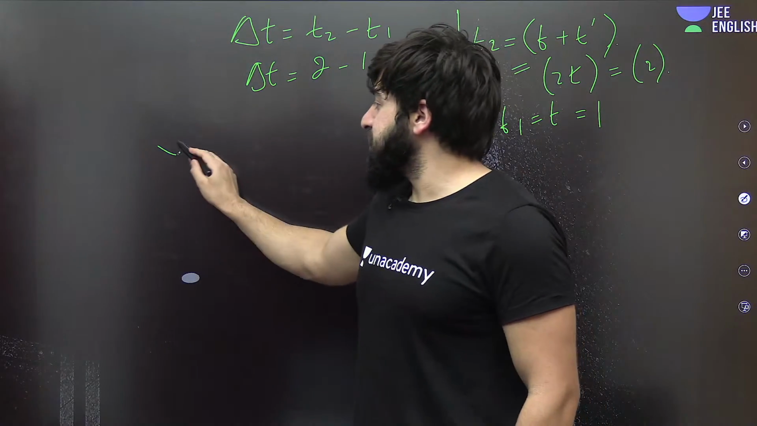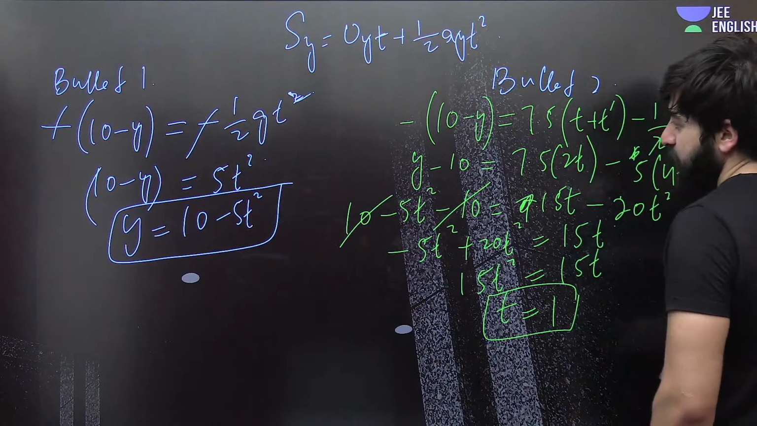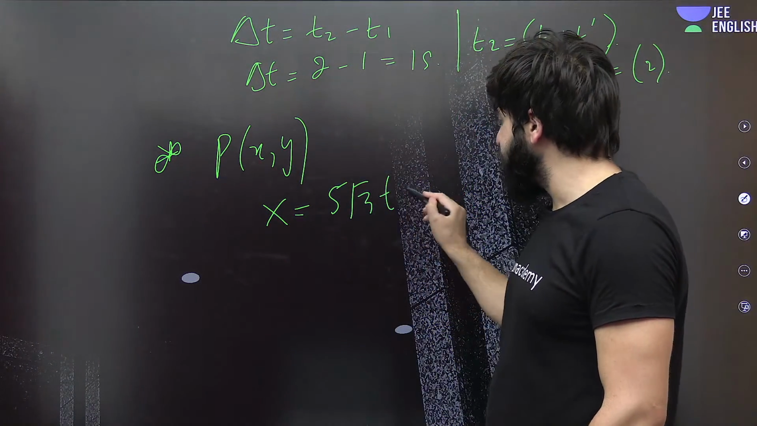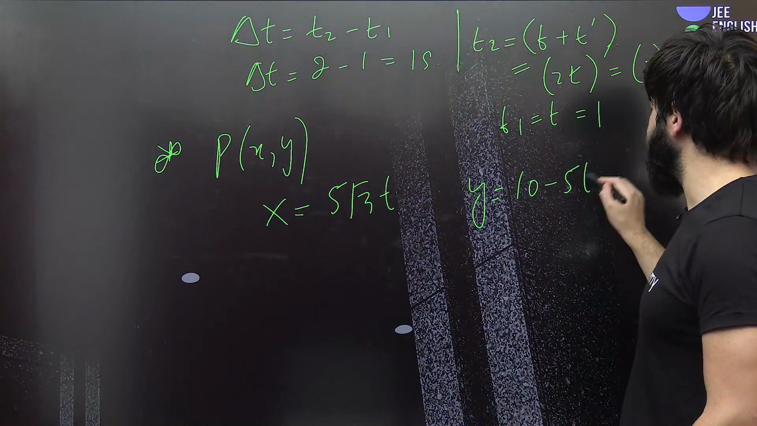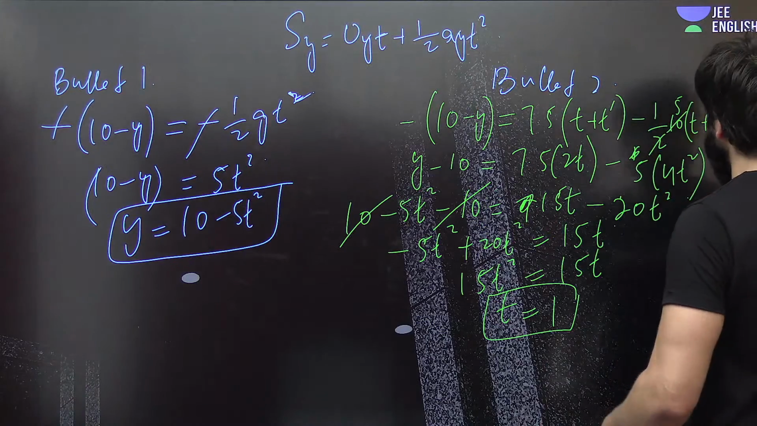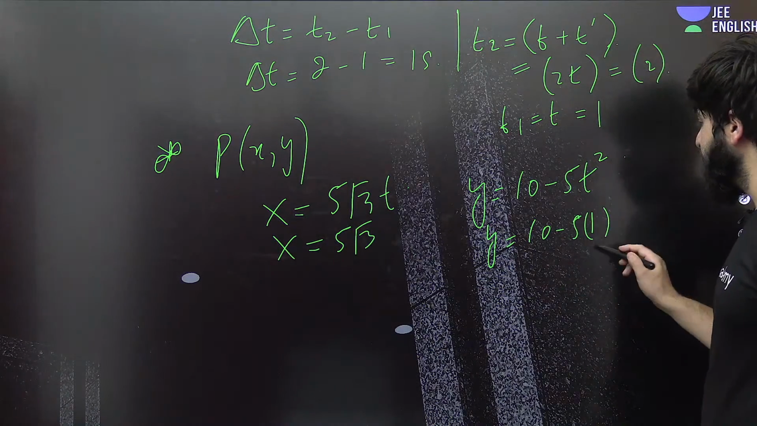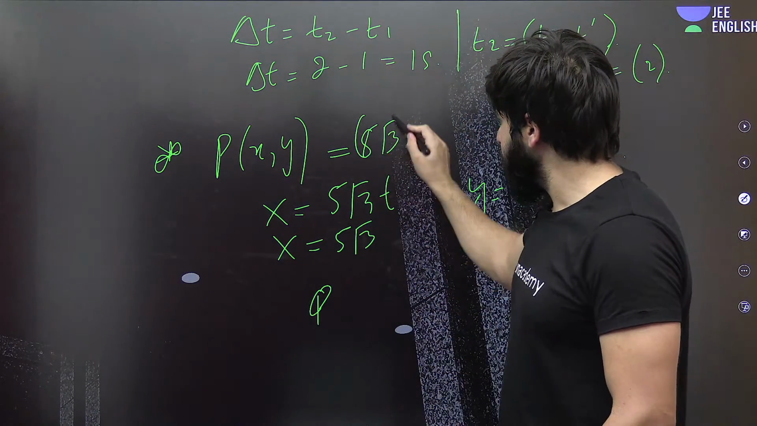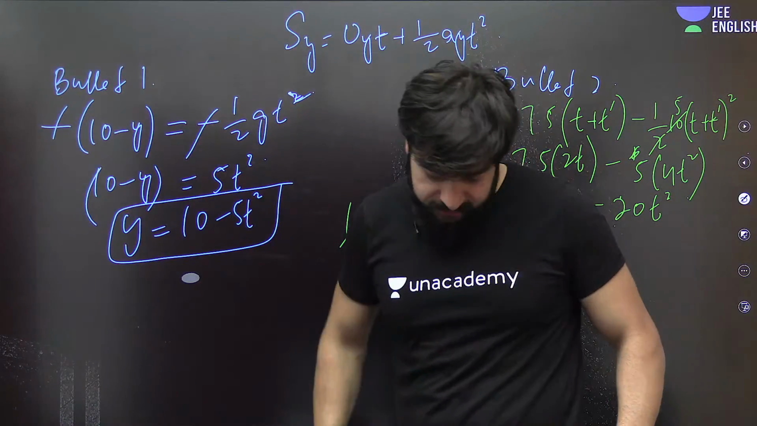correct. Now coordinates, second point, P of x comma y. Let's find the x coordinate first. What is the x coordinate in this case? 5 root 3 into t. What is the y coordinate? 10 minus 5t square. So x is nothing but 5 root 3 into t. What is the value of this t? That is 1. So it will be 5 root 3 only. So y is equal to 10 minus 5 into 1. So this will be 5 only. So P will be nothing but 5 root 3 and 5. Okay, clear?